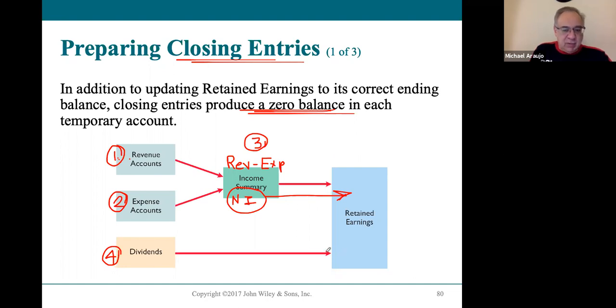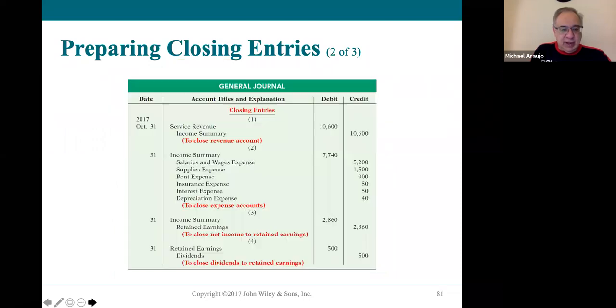Where does the debit go? We put it into retained earnings. What's happening in retained earnings is the same as what's happening on the retained earnings statement. We are adding the net income and we are subtracting out the dividends. This is the process in this way. Let's take a look at what it looks like on the journal. This is the journal, and these are the 4 steps, and I'll explain them again.